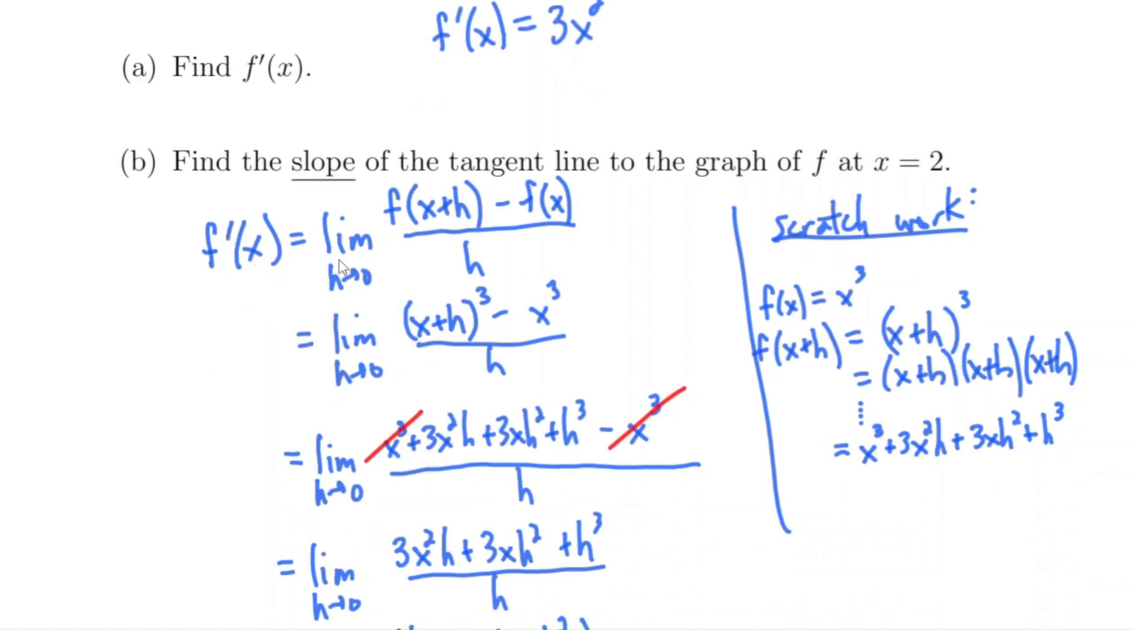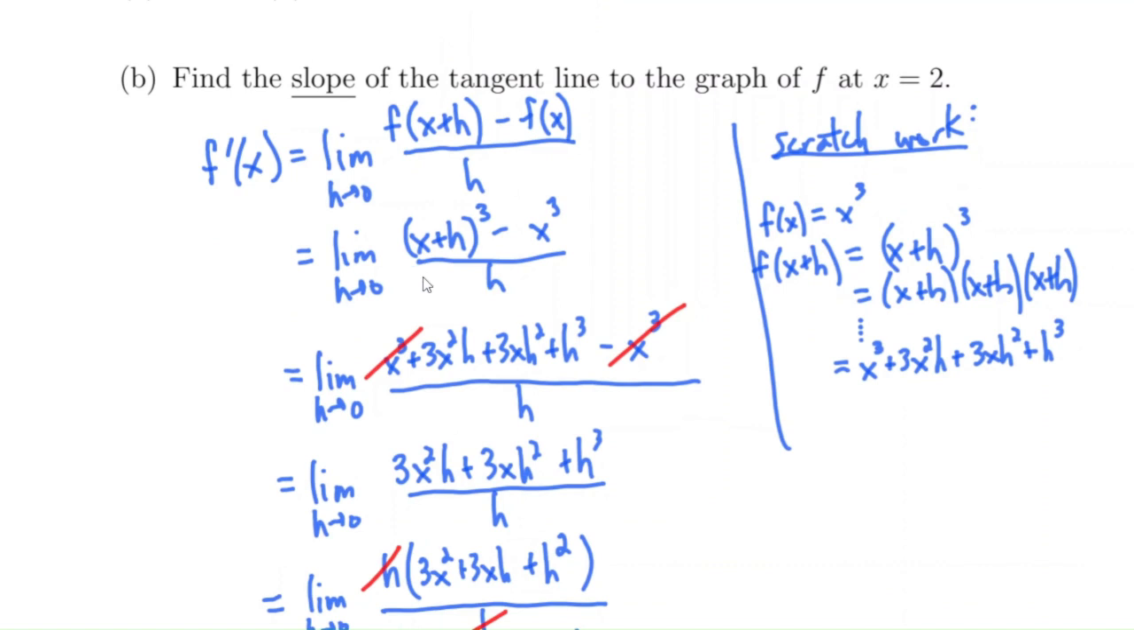F prime of x is the limit as h approaches 0 of f of x plus h minus f of x over h. And then you'd have to figure out what's f of x plus h. Well, f of x was x cubed. F of x plus h is x plus h cubed. And that's not just going to be x cubed plus h cubed. You have to FOIL out x plus h times x plus h times x plus h, right? Just like we did over here in the scratch work.